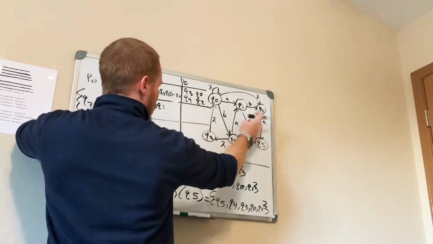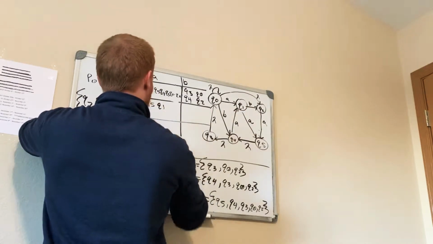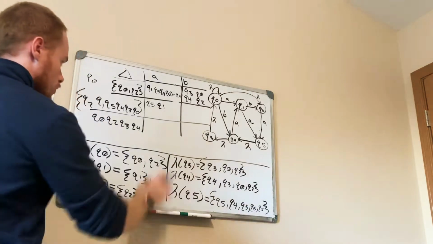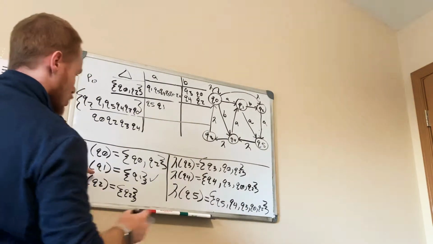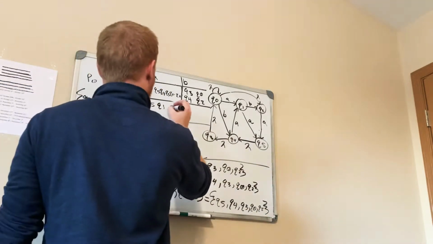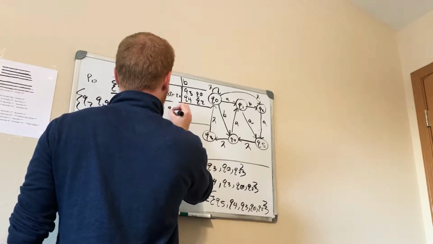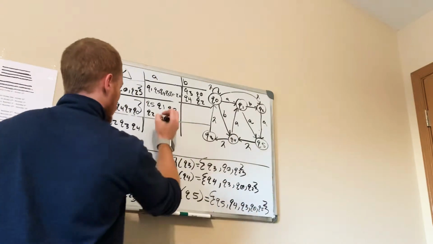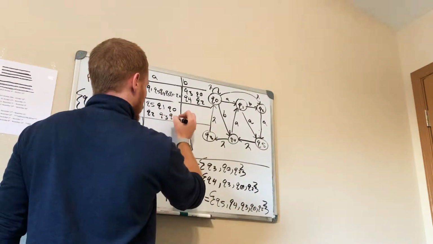Q0, input A, where can I go? I can go to Q1, I already have that. Now we have Q1 and Q5. Let's also go down here and find our lambda closure transitions. Q5 basically has everything: Q1, Q0, Q2, Q3, and Q4.